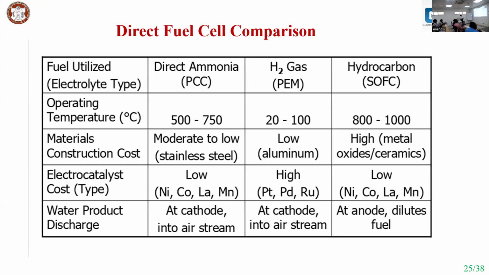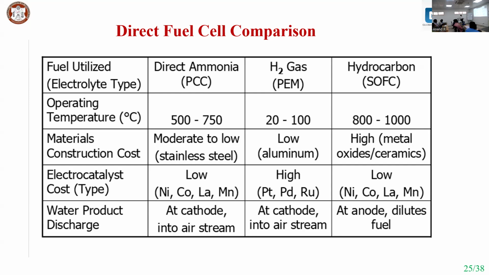For direct fuel cell comparisons, we can go for direct ammonia, we can go for hydrogen directly, or hydrocarbon, solid oxide fuel. If you want to use ammonia, you can go for either a solid oxide fuel cell or PCC. Based on that quality, the operating temperature is 500 to 700 degrees centigrade, then 500 to 750 degrees centigrade, hydrogen 20 to 100, then hydrocarbon 800 to 1000 degrees. That is nothing but the dissociation temperature actually.